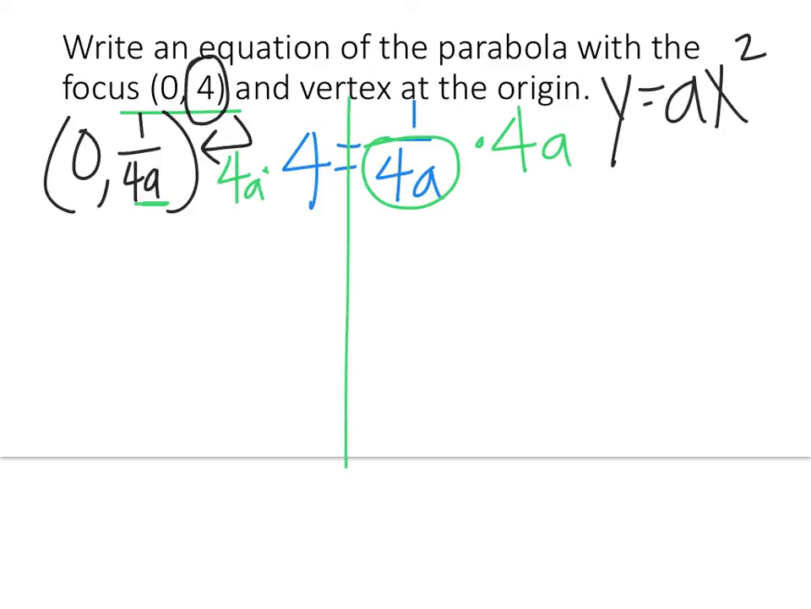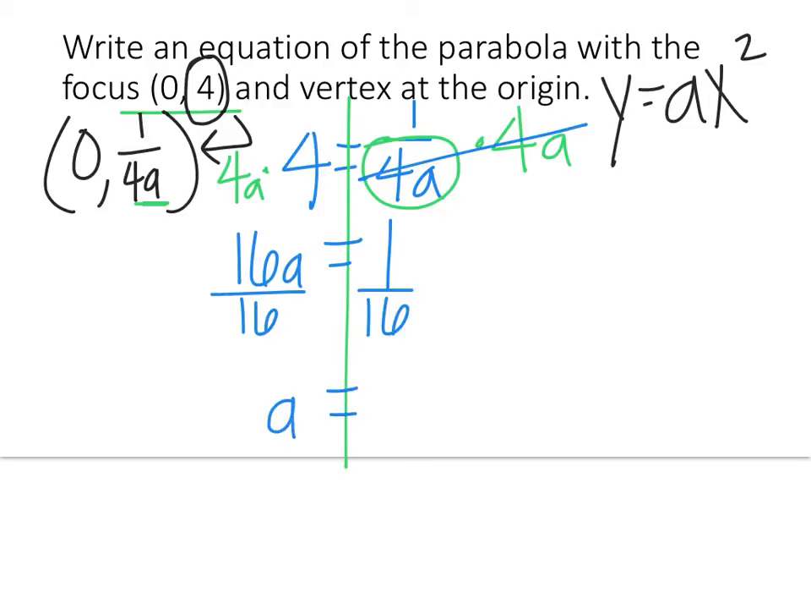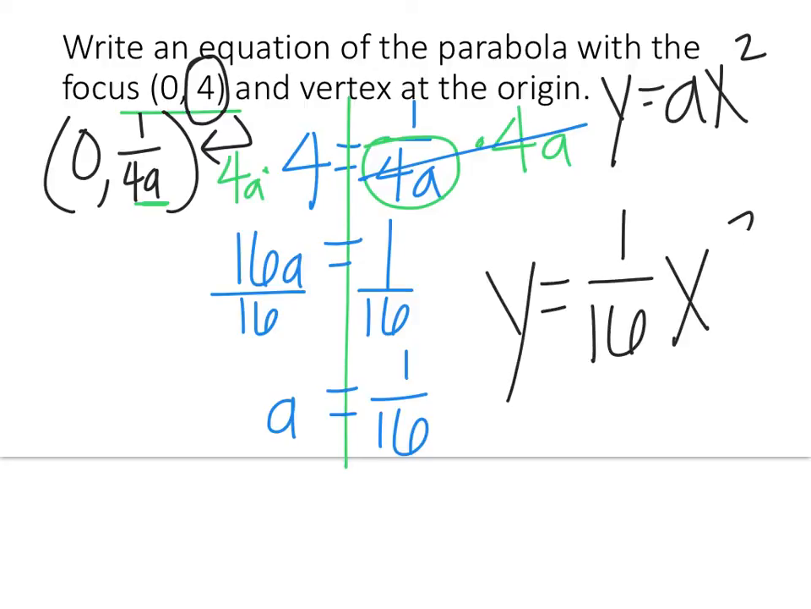Okay, what I get is 16a equals 1 because those cancel out. I divide by 16 and we are left with a fraction. I expect a fraction here, guys. So since we have what our a is, it's 1/16, I'm going to plug it into our equation, and that's actually going to be our answer. 1/16 x squared.